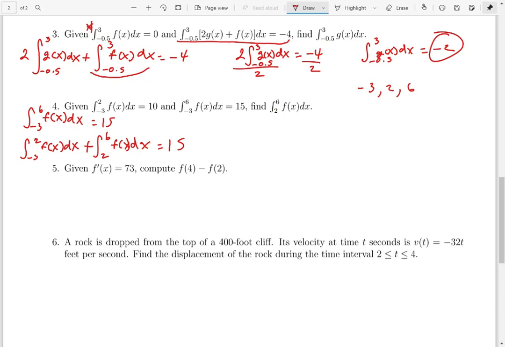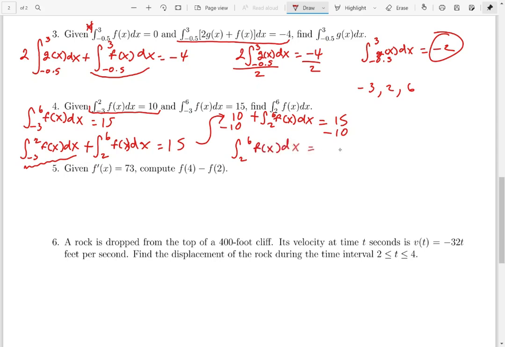Well then, we're told something. What are we told? The integral from negative 3 to 2 of f of x dx, right here, is 10. So this part is 10, so 10 plus the integral from 2 to 6 of f of x dx is equal to 15. Subtracting 10 from both sides, I then get the integral from 2 to 6 of f of x dx is equal to 5. That's what we were trying to answer, and so we are done. 5 is the answer.